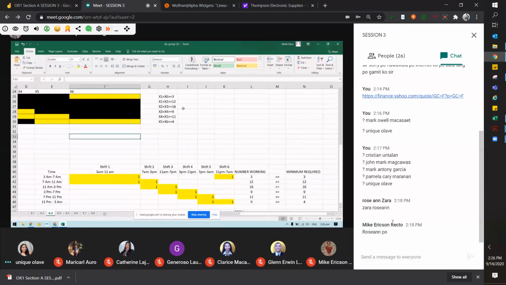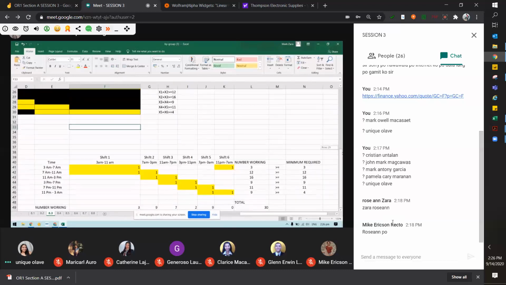Okay, di ba ang mga employees nag-work sila for, sabihin natin, 8 hours? So anong shift nila? Ang mangyayari, ang shift nila ay mula 11 p.m. hanggang 3 a.m. Sorry, medyo magulo.